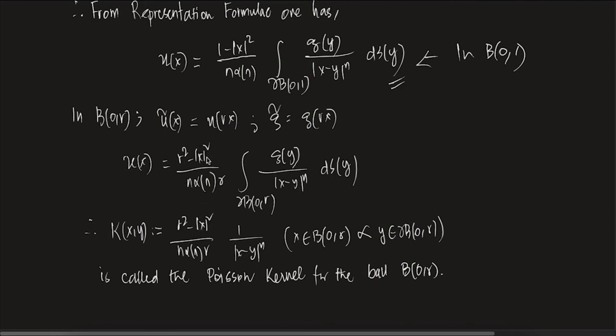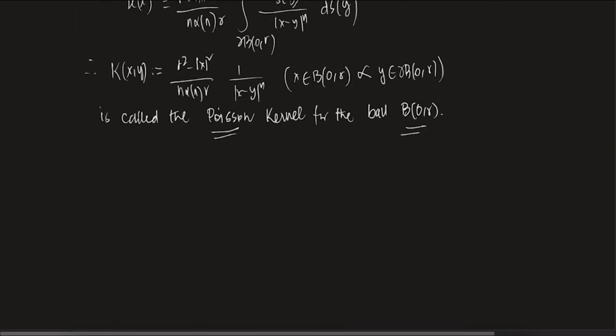And the main idea of writing this is the following. I just want to write (r squared minus mod x squared) by n alpha n r times 1 by mod x minus y to the power n. This is a kernel. This is a special kind of function. It's a singular function actually. This kernel is called the Poisson kernel for the ball B(0,r). This is very important. We will look at why this is important later. In an assignment I will show you what is so important about this Poisson kernel. There are a lot of things you can do with it.